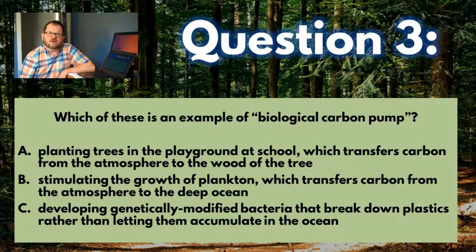Now, before we go on to the third part of the lecture, let's answer two quick questions. Question 3. Which of the following is an example of a biological carbon pump? A. Planting trees in the playground at school, which transfers carbon dioxide from the atmosphere to the wood of the tree. B. Stimulating the growth of plankton, which transfers carbon from the atmosphere into the deep ocean. Or is it C. Developing genetically modified bacteria that break down plastics rather than letting them accumulate in the ocean? Hey, they all sound like good things, but only one of them is a biological carbon pump. Make a choice from those three options to get a little feedback before you move on to question 4.